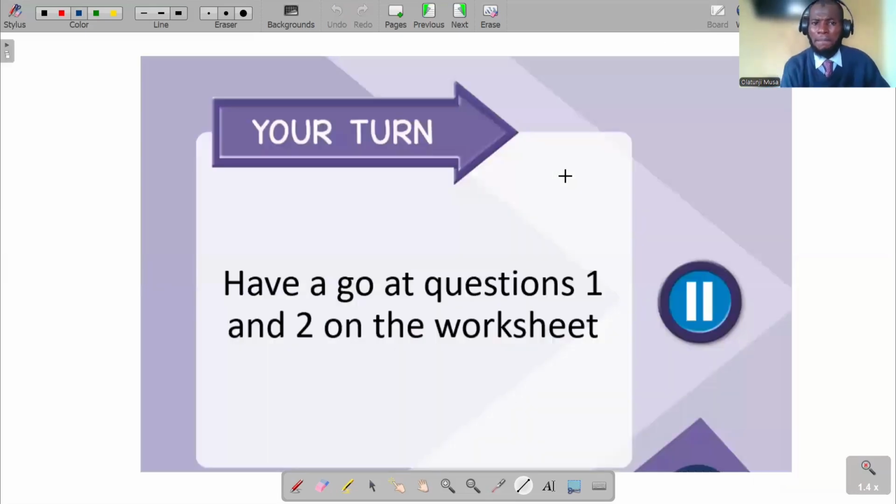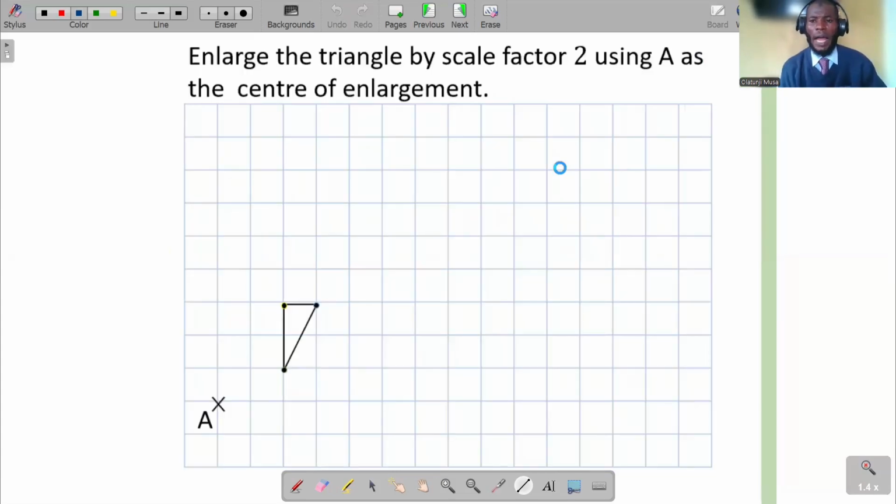Given the center, have a go at questions 1 and 2 on the worksheet. It's your turn, but I need to help you here due to the center given to us. We call this the center of enlargement. No matter the amount of enlargement you want to make, all the shapes need to maintain the rule of this center. They must not go outside these centers given to us, okay?